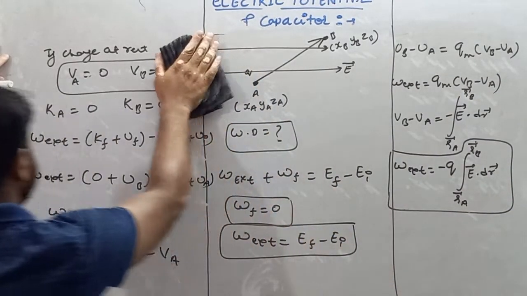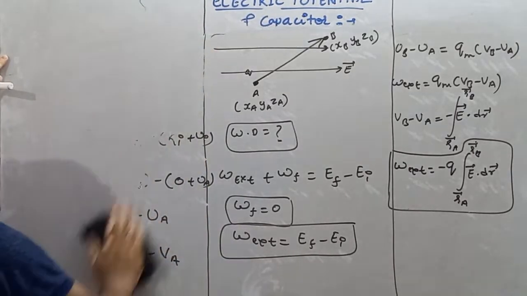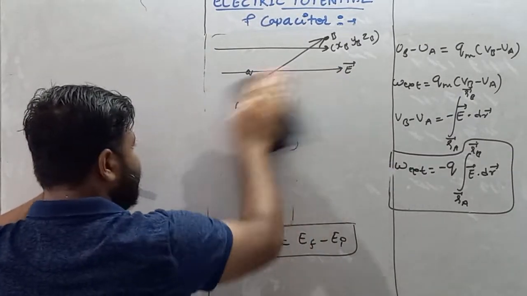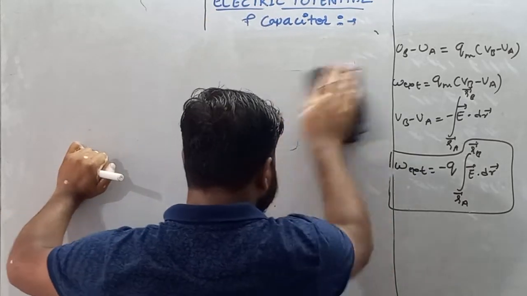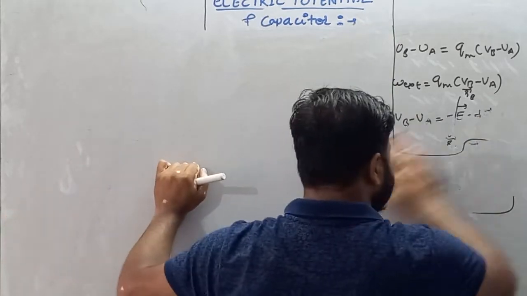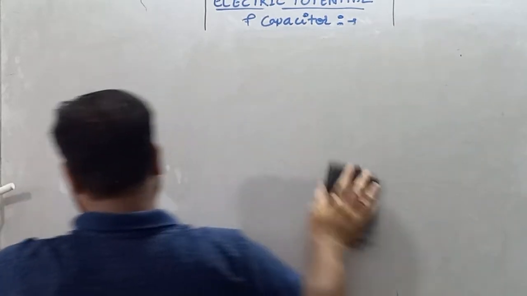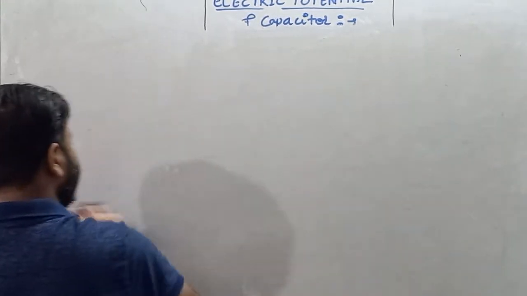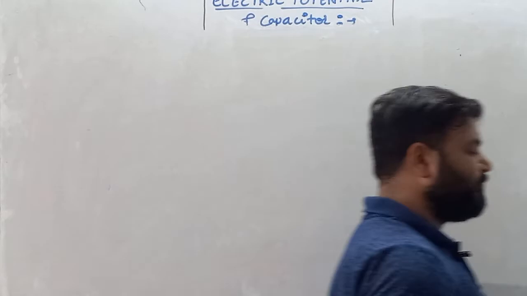Moving forward, my dear student, write down the next topic, a very important topic related to your board exam. Write down: equipotential surface. Equipotential surface is our next topic. Very important topic and very easy to understand.